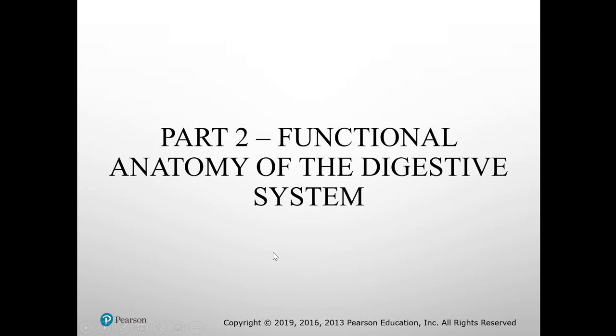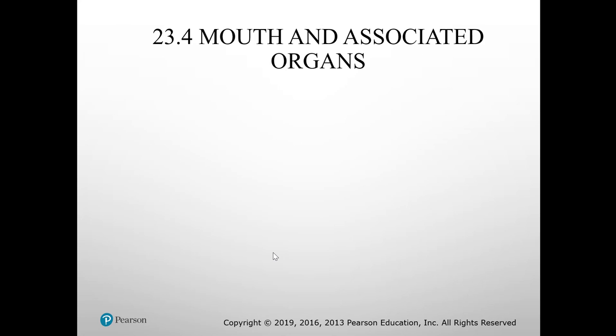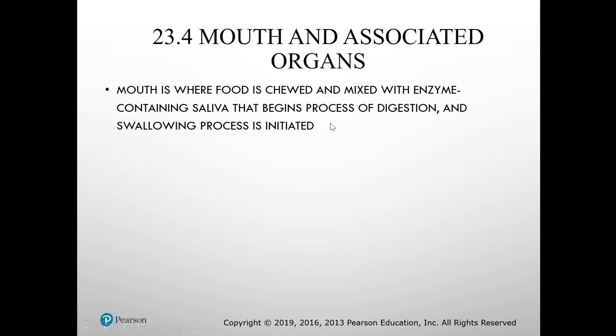So let's take a look at the functional anatomy of the different organs. I am not going to be discussing all of them because these are all like reading and studying things, and you will have to observe in the lab, and that's why you have your lab. So first of all, let's take a look at the mouth. This is where food is chewed and mixed with enzyme containing saliva, and it will begin a process of digestion.